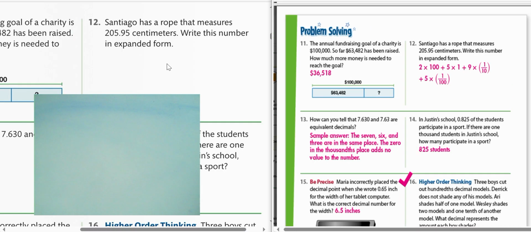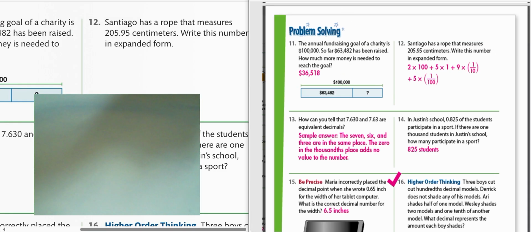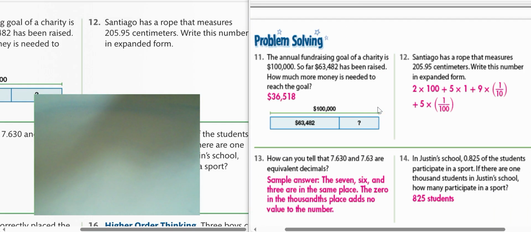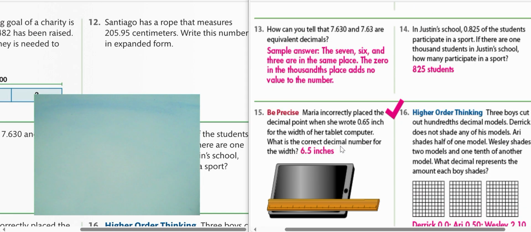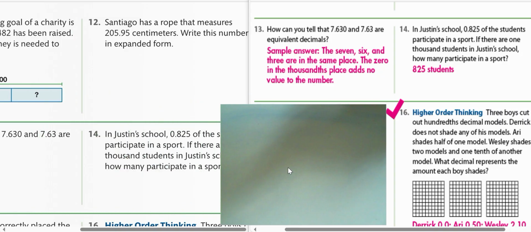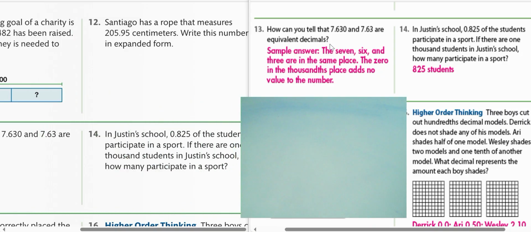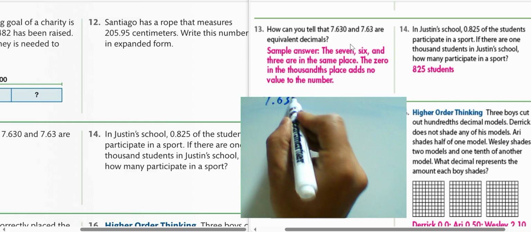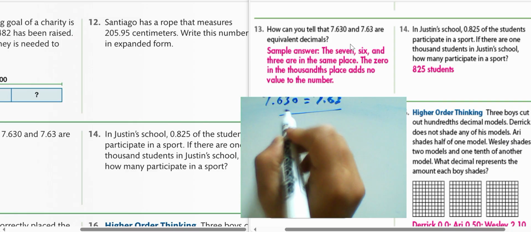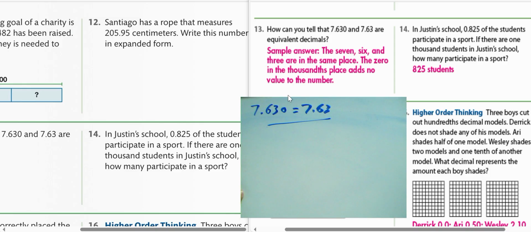Next question. Okay, I will expand it like this. Question number 13. How can you tell that 7.63 and 7.630 are equivalent decimals? We can put a 0 here, 7.630 is equivalent to 7.63. Why? Because 7 and 630 thousandths equals 7 and 63 hundredths. The 0 in the thousandths place adds no value to the number.